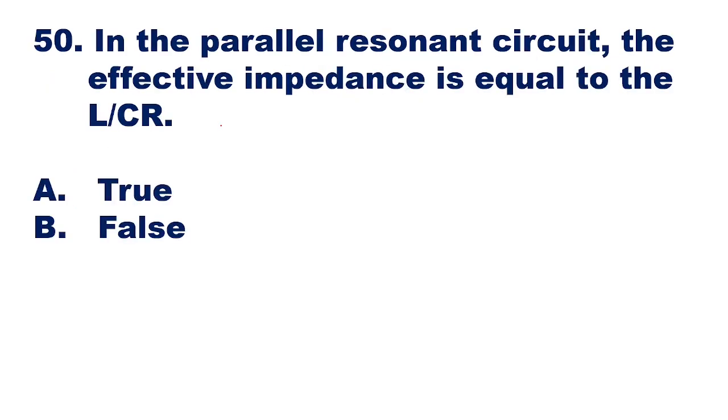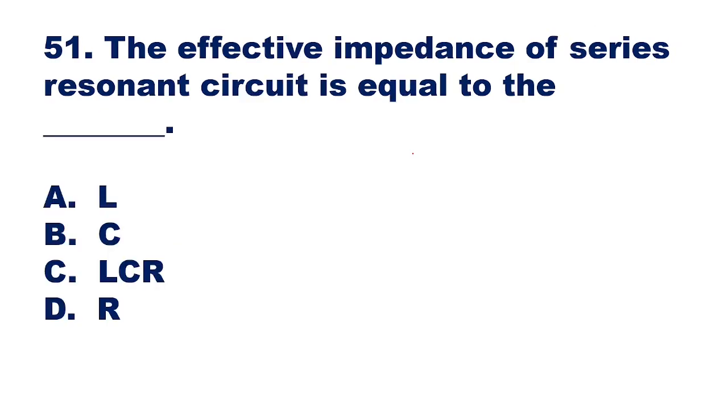In the parallel resonance circuit, the effective impedance is equal to what? Now, after we do the analysis of the parallel resonance circuit, the effective impedance, what we see, will be given as L upon CR, and this statement is true. So option A is the right answer here. The effective impedance of parallel resonance circuit is L upon CR. It is true. So option A is the right answer. Then we'll go to the next question.